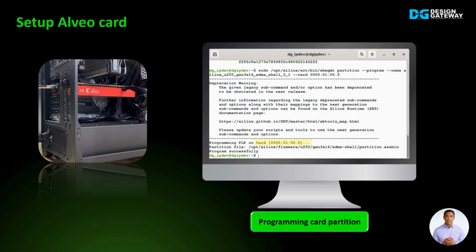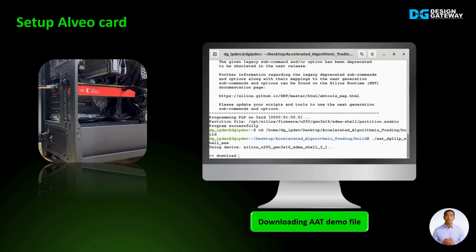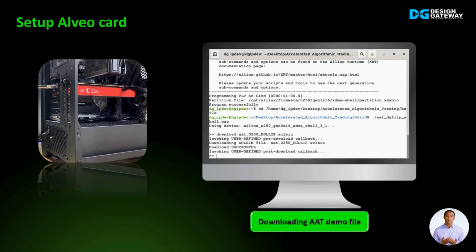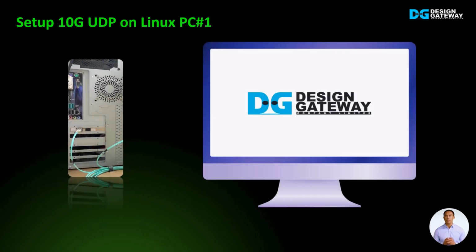Moving on to the second step, we will download the AAT Demo file to the Alveo card. Design Gateway provides two files, a software application and an XCL bin file. Change the directory to where the software application is stored. Run the software application. Use the shell command to download XCL bin file to the U250 card. Ensure that the XCL bin file is stored in the same directory as the application file. The setup of the turnkey system is now finished.